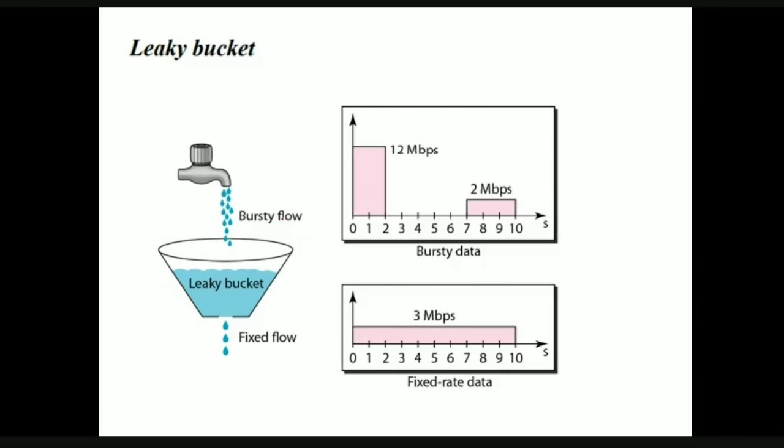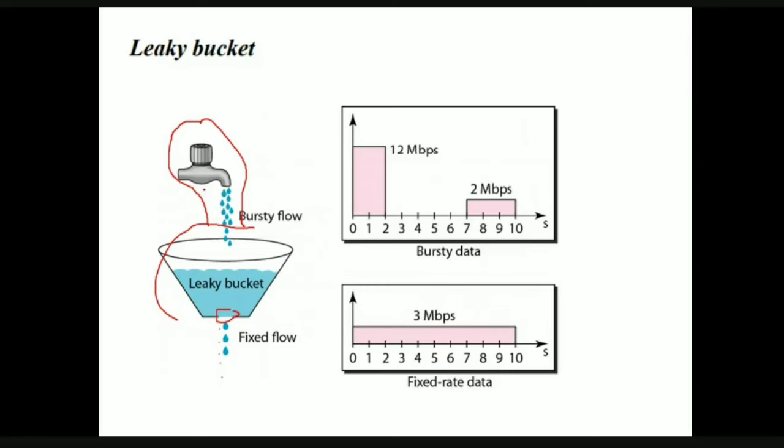For the leaky bucket algorithm, let us take an analogy: we have a bucket here, and it has a small hole. This is the tap which is filling this bucket. Irrespective of the speed of this particular tap, with what speed it is releasing water, the leaky bucket, that is the bucket with a small hole at the bottom, is going to give only one drop at a particular amount of time.